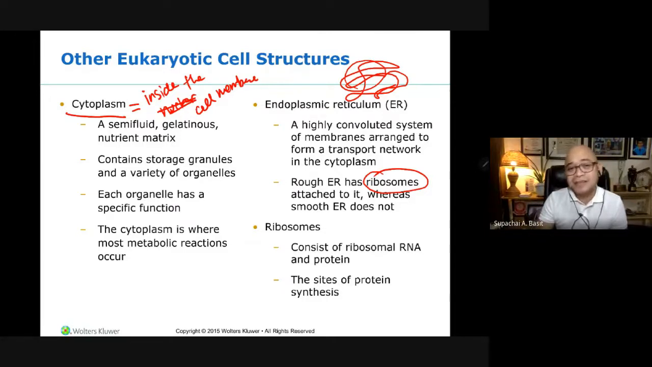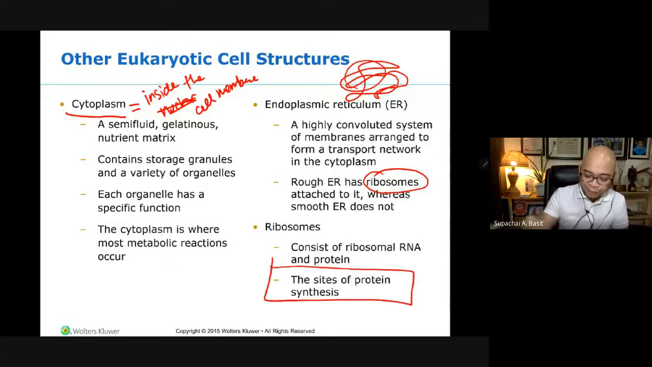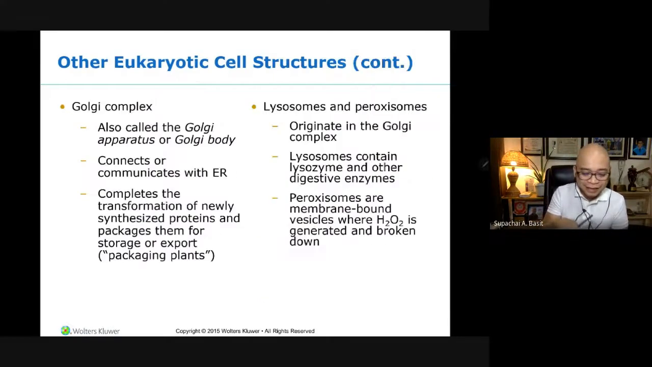So the ribosomes actually consist of ribosomal RNA and protein. And this is considered to be the site of protein synthesis. So the ribosome is the site of protein synthesis.